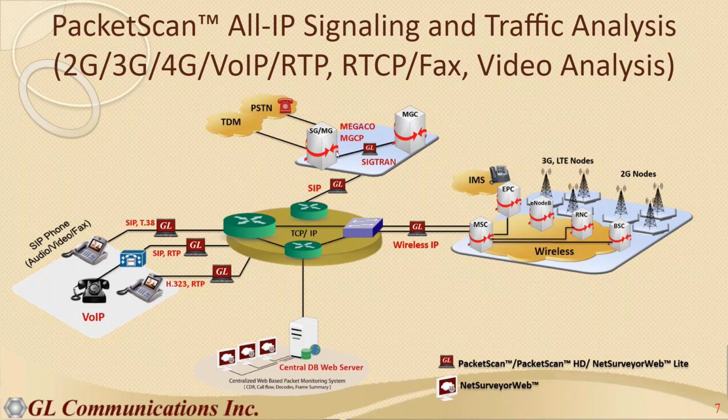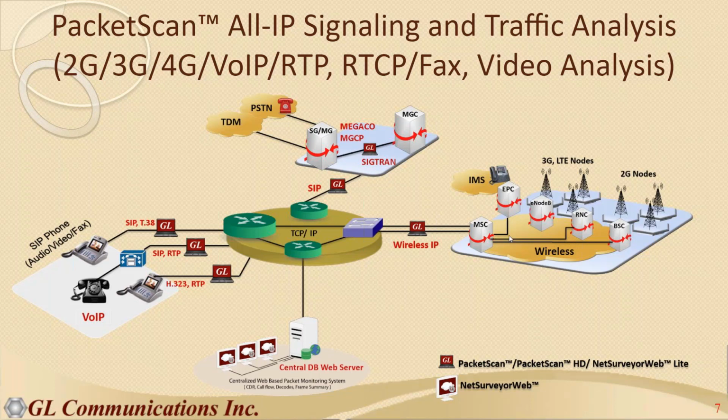Top middle of the screen, we're showing more of a hybrid network, I'll call it, where a gateway or router is present, where a transition happens between TDM and IP. So PacketScan can be deployed in these locations as well, where we see protocols such as SIGTRAN, Megaco, MGCP, and SIP, of course.